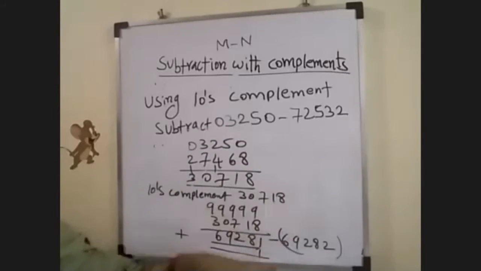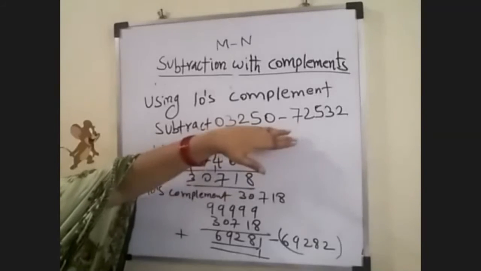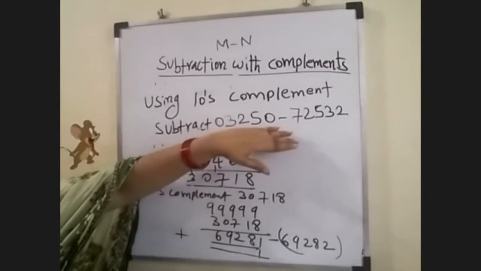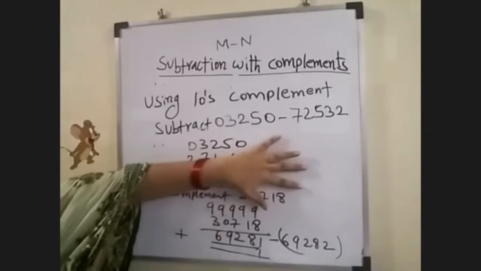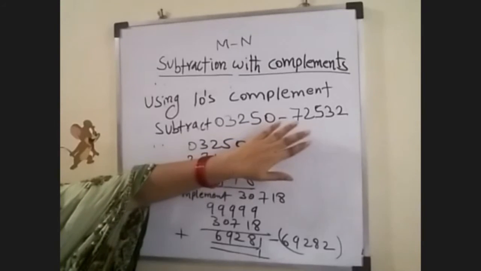So you can cross check this. You can cross check without this method: normally subtract this number from this value by using the normal subtraction method, then tell me what is the result.